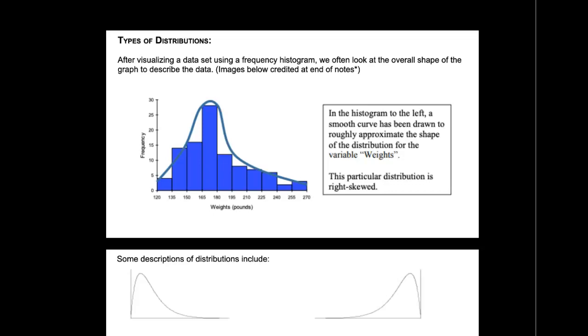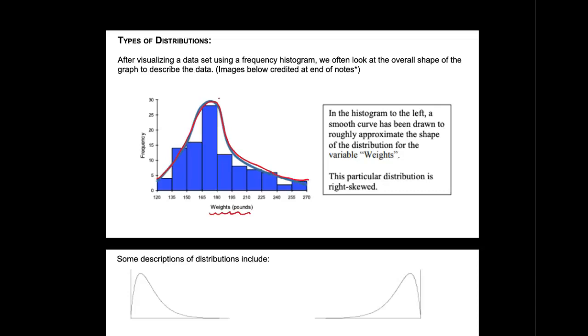In this example, we have the frequency of weights in pounds graphed. You can imagine there's a group of people and all their weights are recorded, and this is a graph showing the distribution of those weights. You can see there was a curve drawn on top of the bars, and that's just to illuminate the shape of the histogram.